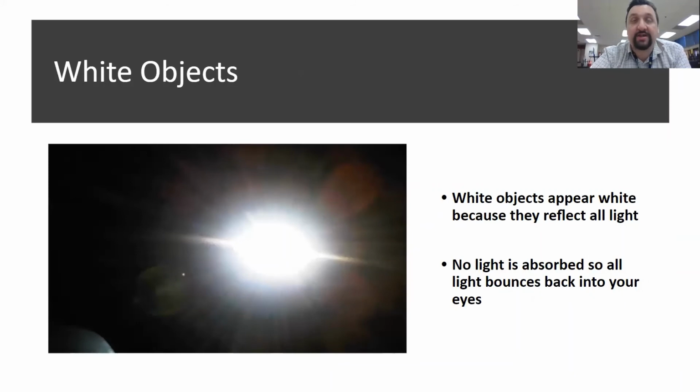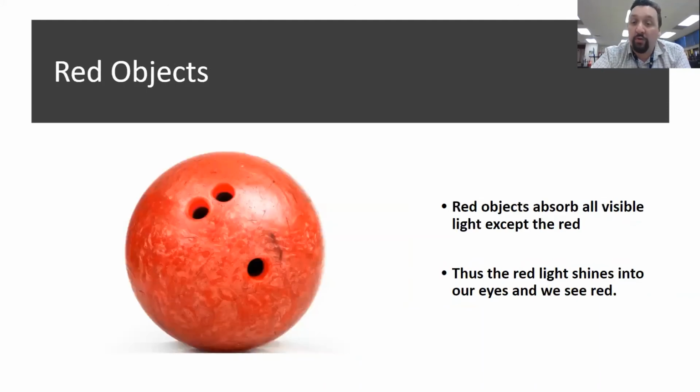White objects. White objects appear white because all the light that hits them bounces back at you. No light is absorbed. That's also why white is the coolest color, because it's reflecting all of that light rather than absorbing it. Red objects are going to absorb all the light except for red, which it bounces back at you. What you're seeing is the color red because the light going into your eyes is red, while all the other colors are absorbed.